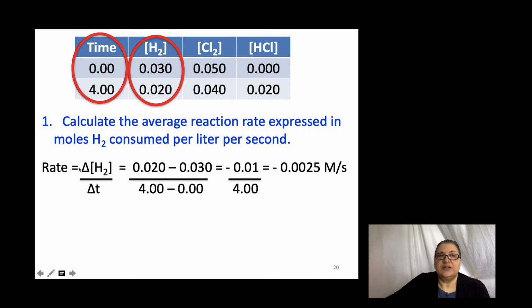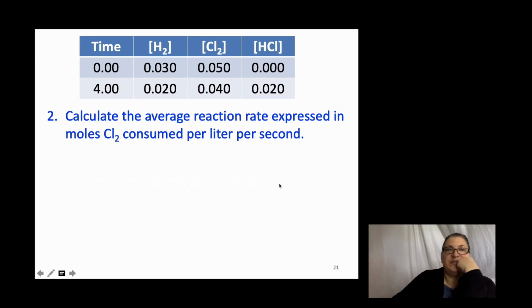So now change in concentration over change in time. So final 0.02 minus 0.03 divided by 4 minus 0. So negative. So the curve will be the one that is decreasing. And you divide. And that's what you get. 0.0025.